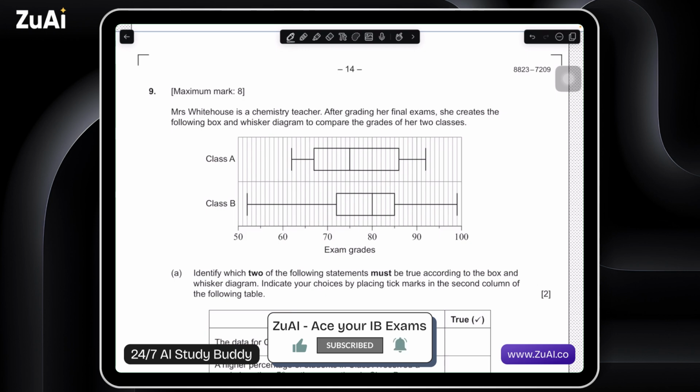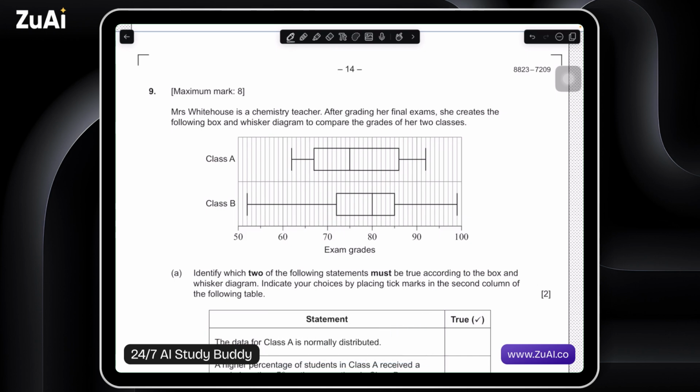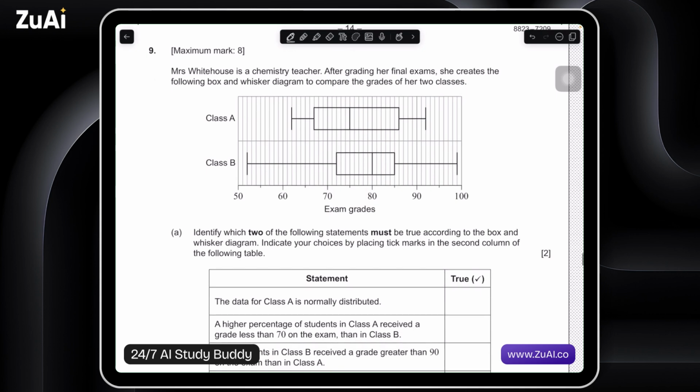Okay. Question 9. Miss Whitehouse is a chemistry teacher. After grading her final exams, she creates the following box and whisker diagram to compare the grades of her two classes. We have class A and class B. Identify which two of the following statements must be true according to the box and whisker diagram. Indicate your choices by placing tick marks in the second column of the following table.